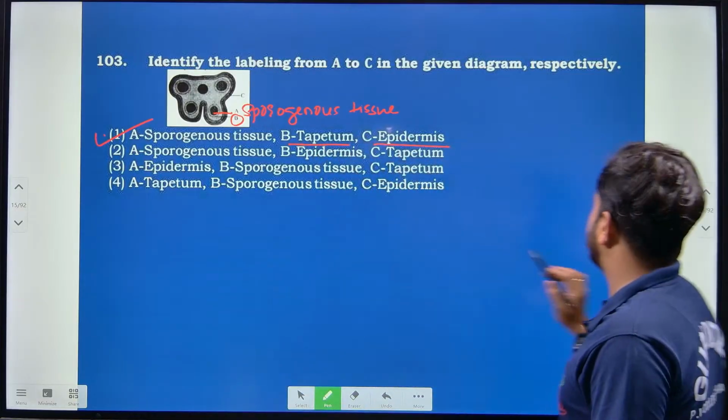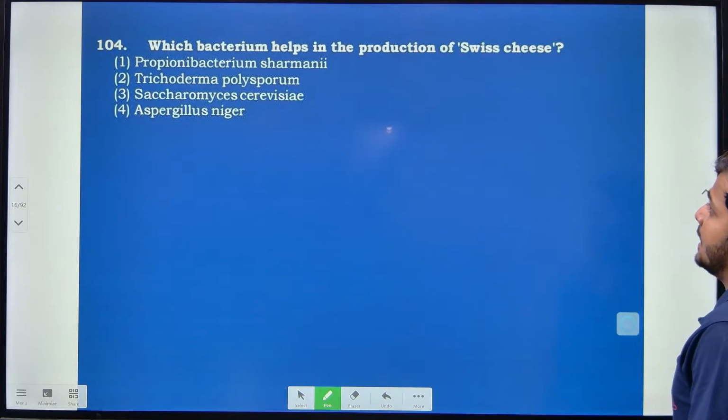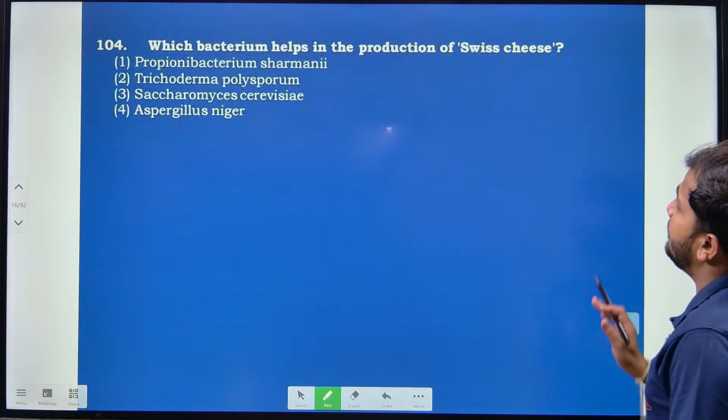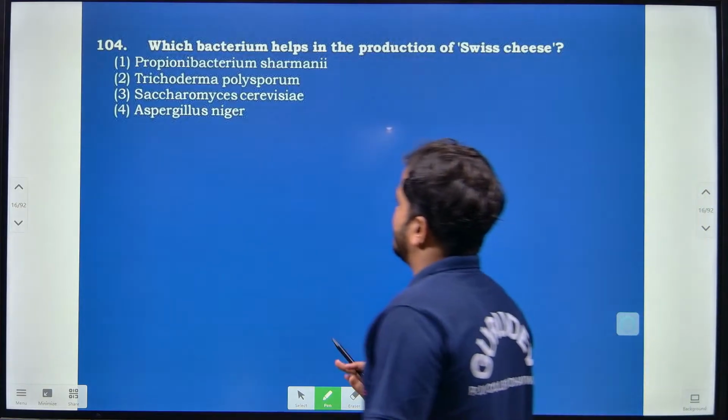So a diagram based question here, right? Then which bacteria help in the production of Swiss cheese, they are asking.